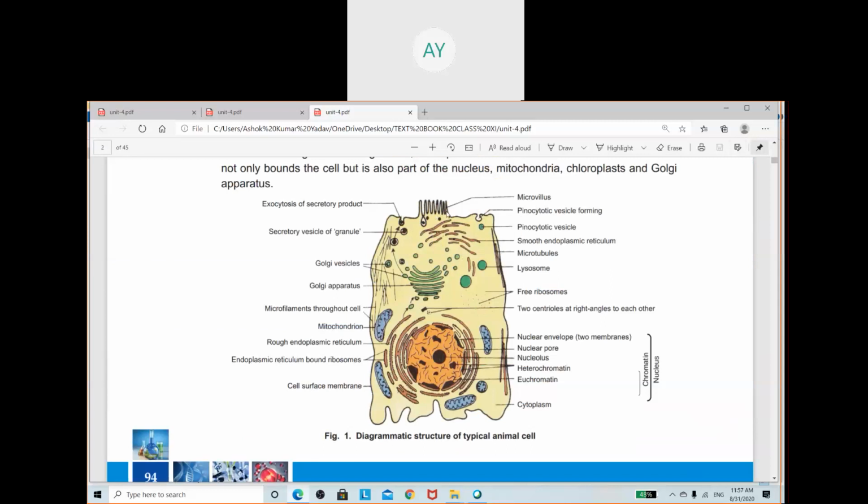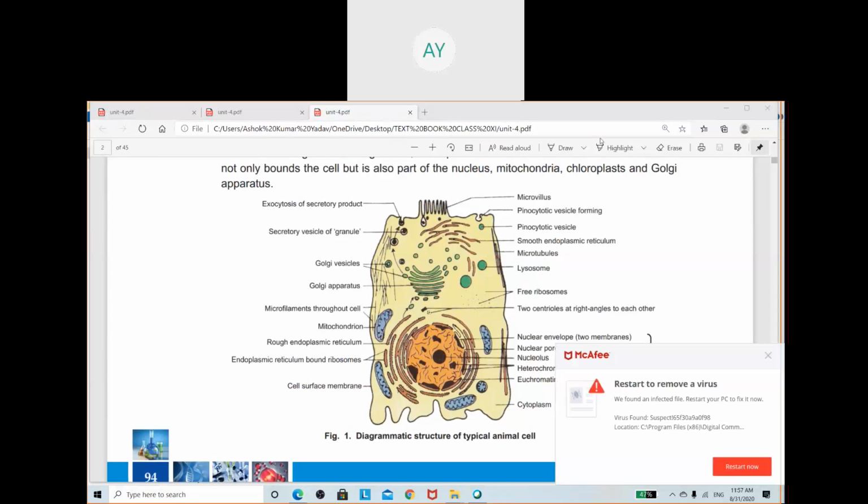Who has discovered the cell? Anyone? Can someone tell who discovered the cell? Who has discovered it? Yashasvi? Yes. Who has discovered the cell? Tell me. Robert Hooke. Robert Hooke has discovered the cell.